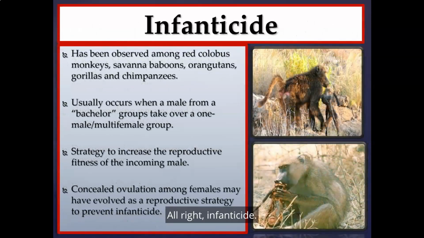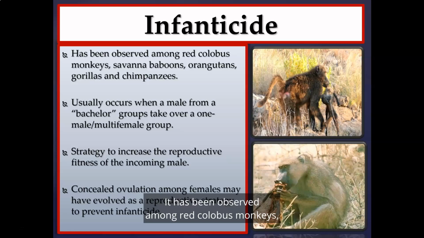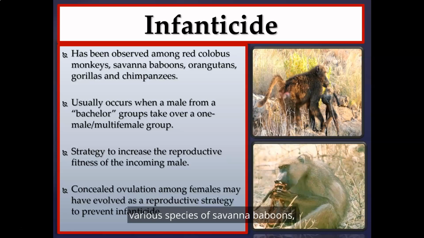And mother's ranking usually determines the ranking of the offspring, especially in chimpanzee society. All right, infanticide. Infanticide is not super common. It does happen amongst primates. It's a lot more common in certain species. It has been observed among red colobus monkeys, various species of savanna baboons like Hamadryas and gelada baboons, orangutans, gorillas, chimpanzees, and of course humans.